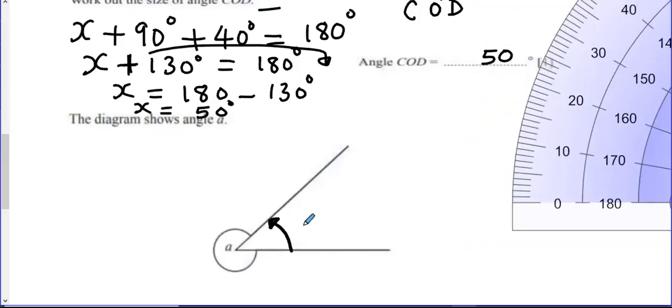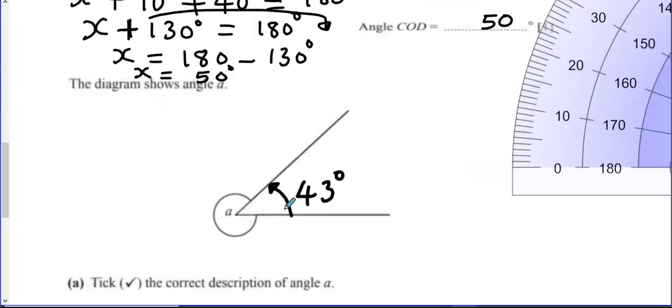Now use your protector. Don't copy my answer. Use your protector to measure this angle. Do not copy this answer blindly. Take your protector, measure this angle. You may get something different from 43. Now, once you get 43 degrees, then the question is to work out, to measure this angle.